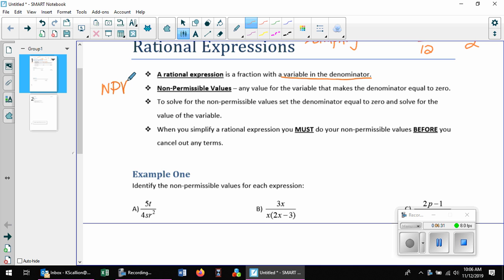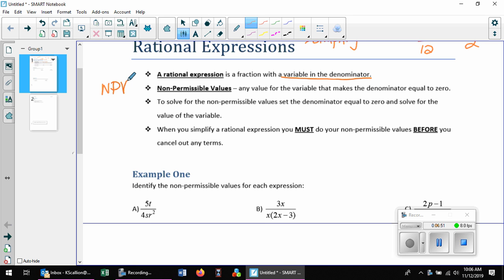Okay, we're saying what it can't equal. So when we state our non-permissible values, we're saying that x cannot equal 2. So we're making a cannot equal statement. Not equal. Not equal. This is bad English today.